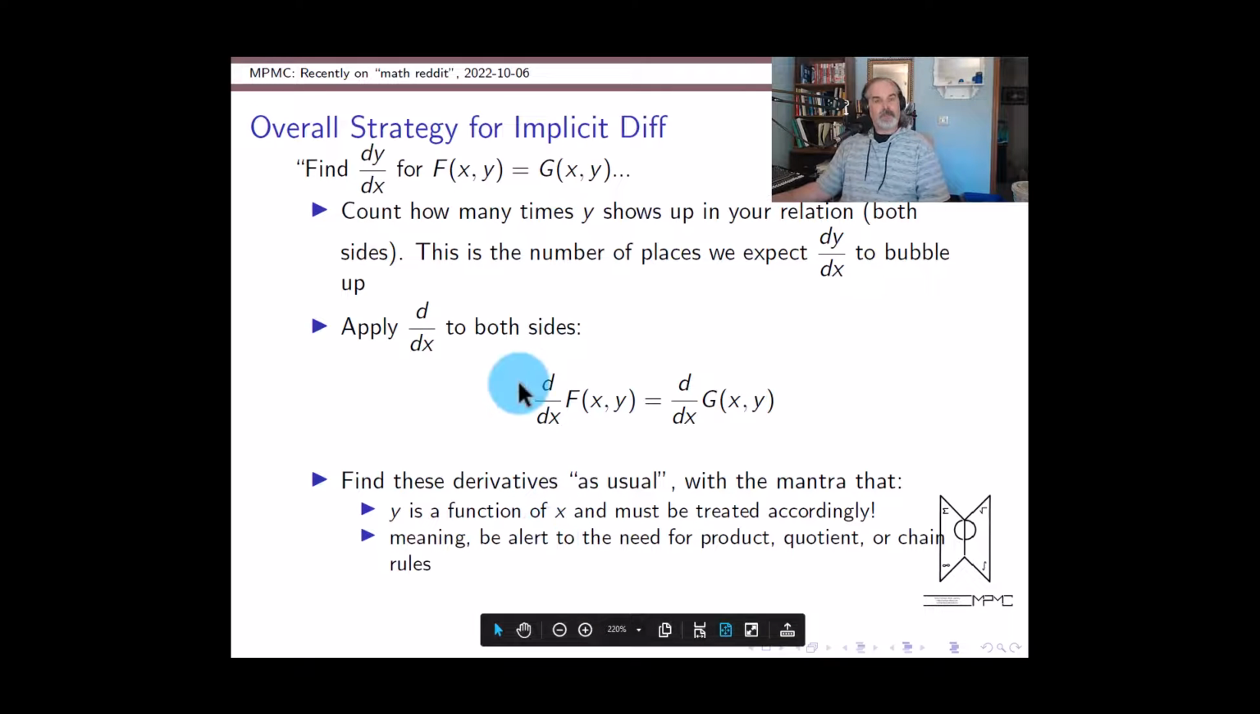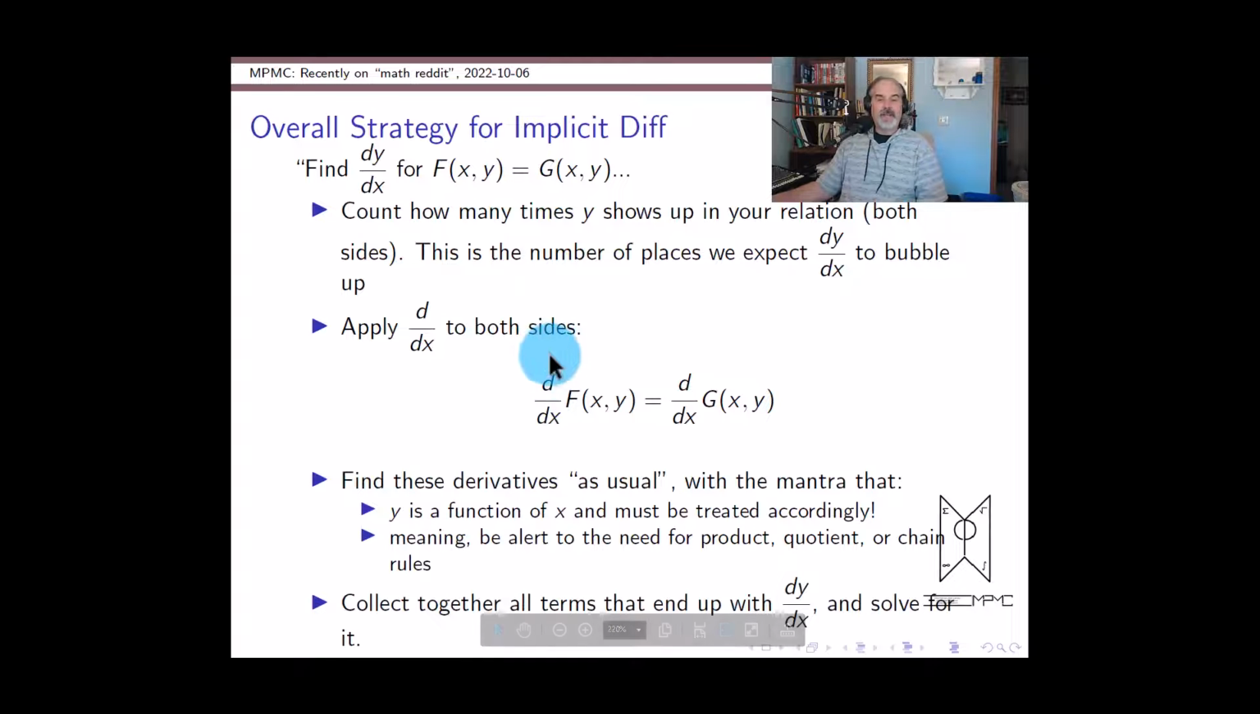So be alert for the need to use product, quotient, or chain rules in that process. And eventually, you're just going to collect all your terms where dy dx is bubbled up. You know how many spots to look for when you start the problem before you do any work. You know how many dy dx's you're going to see. And then you solve for dy dx. And that is the overall story of implicit differentiation.